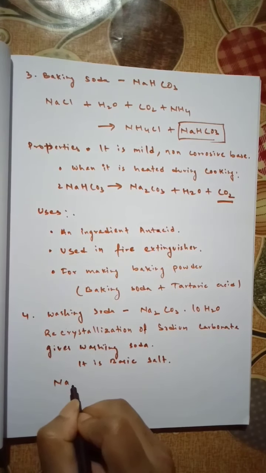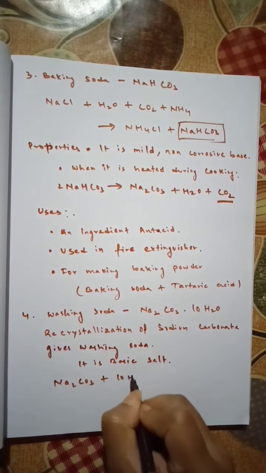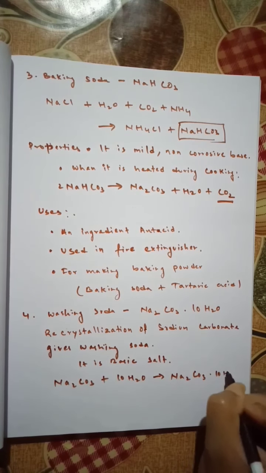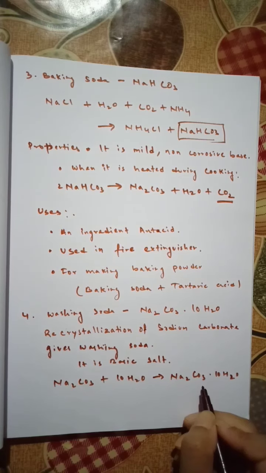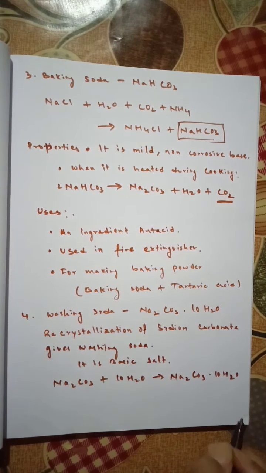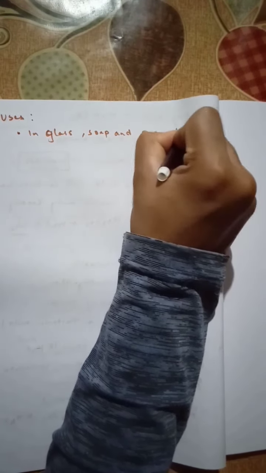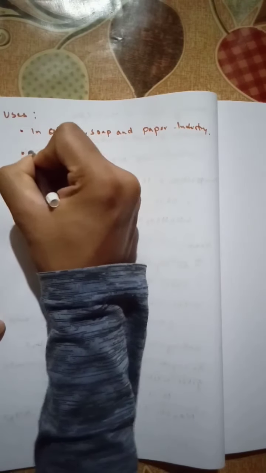Now, if we take Na2CO3 and add water in it, then we get Na2CO3 into 10H2O, which is also called sodium carbonate decahydrate. Now let's check the uses. Number 1, in glass, soap and paper industry, which means in glass industry it is used for cleaning glasses, in soap factory it is used for making detergents, and in paper industry it is used to clean the paper.